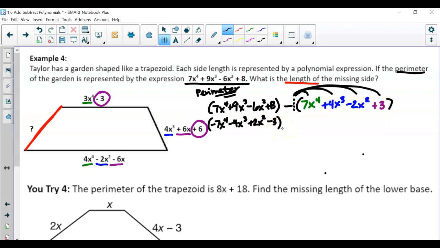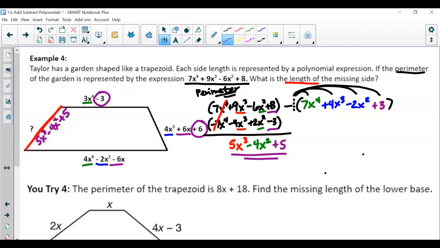Now we can go through and combine like terms. We'll notice 7 minus 7, 0 cancels out. 9 minus 4, because this is our like terms here, 5x cubed. Then next, with our x squared, we have negative 6 plus 2, negative 4. So negative 4x squared. Then last, we only have constants. There's no x term. So 8 minus 3 gives you 5. So this is the missing side of the trapezoid. 5x cubed minus 4x squared plus 5.